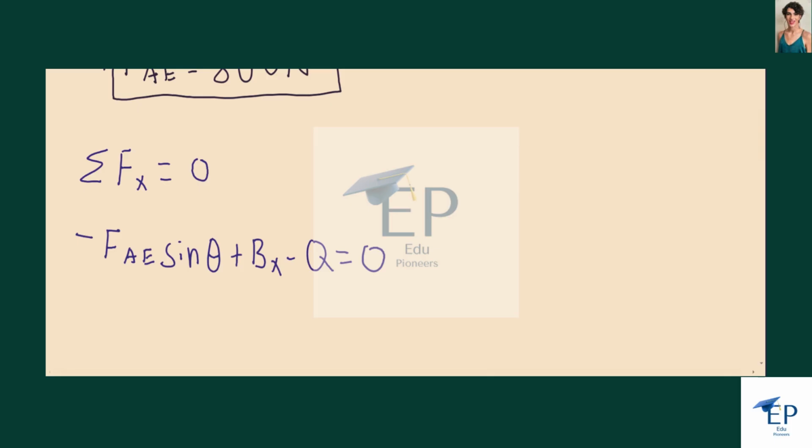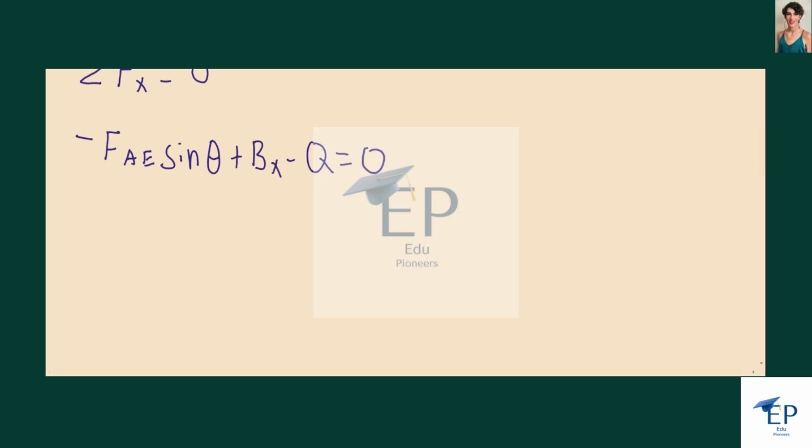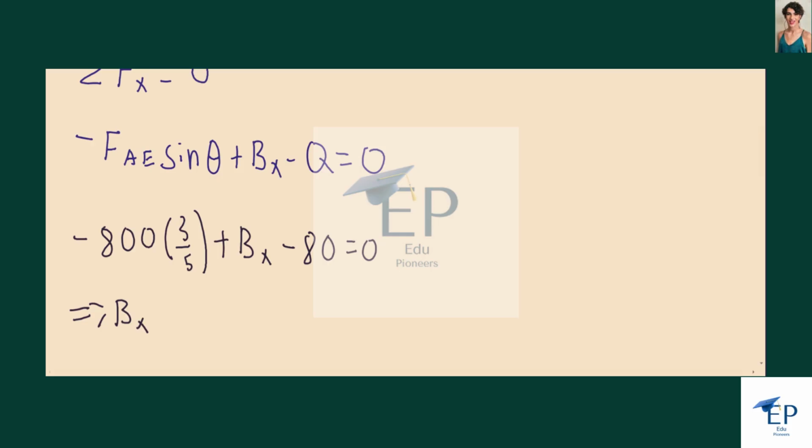So we plug in the known terms and solve for B of x. So we get negative 800 times 3 over 5 plus B of x minus 80 is equal to 0. And solving this equation for B of x, we get a force of 560 newtons.